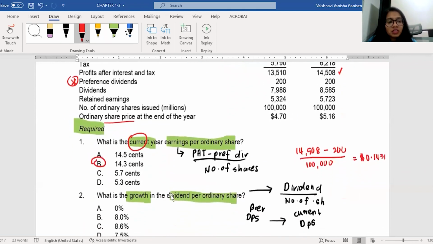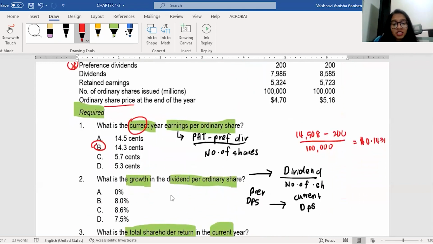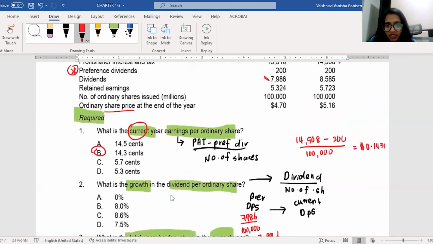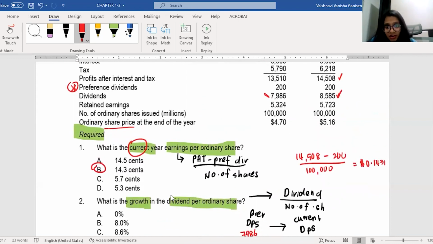Number 2, the growth in the dividend for ordinary shares. So what we have to do is calculate the previous year dividend per share. So the prior year dividend was 7,986 divided by the number of shares. So it is equal to 7,986 divided by 100,000. So this is 7.9999 cents. The current DPS will be 8585. There you see here 8585, right?